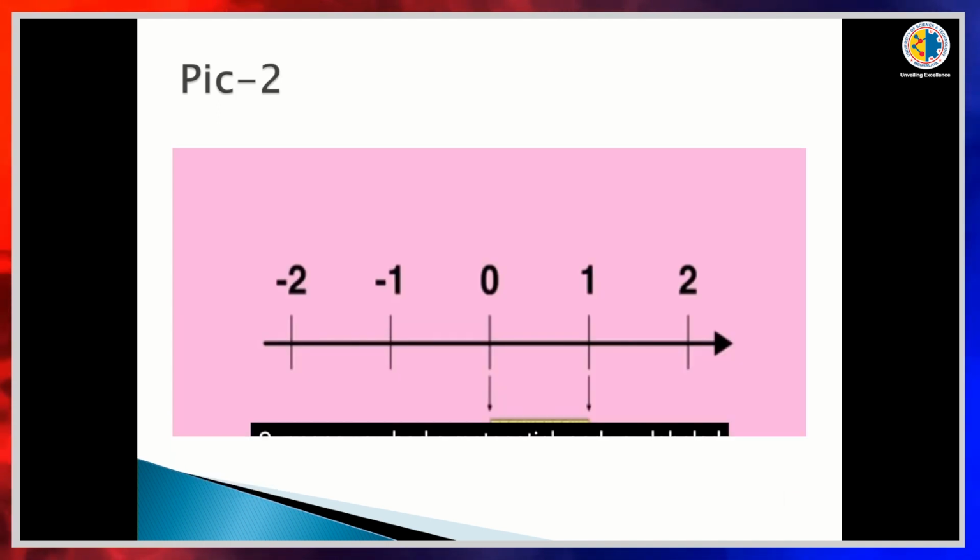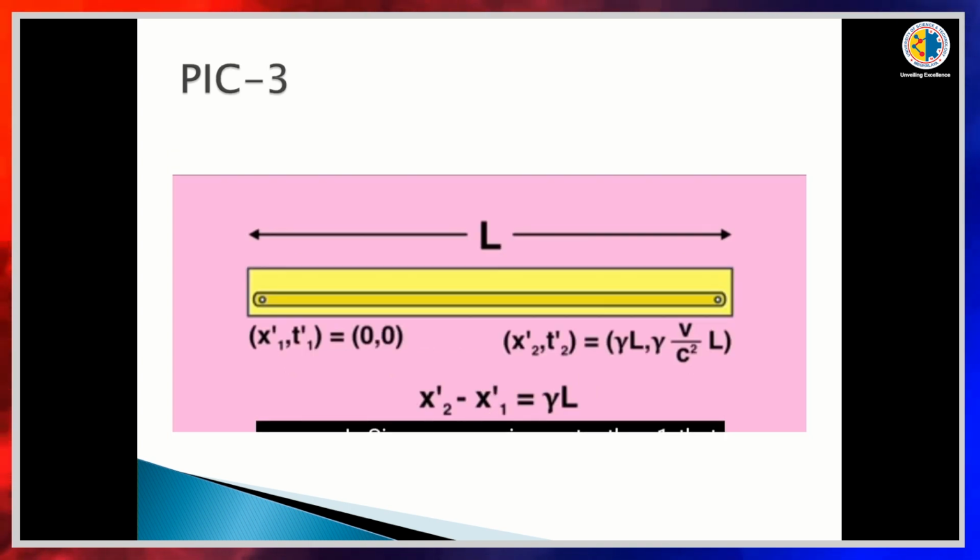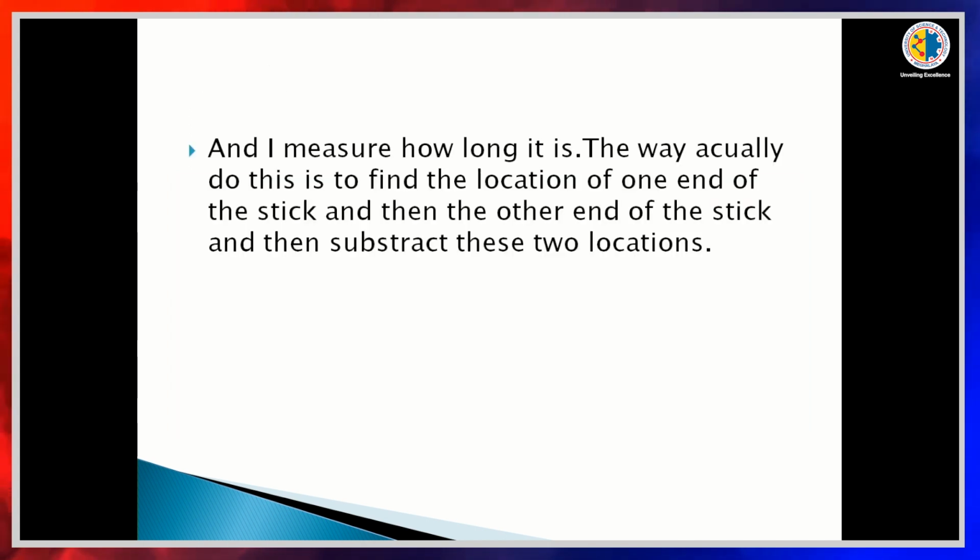See, in the case of the stick in picture 2, here we want to measure the length between points 0 and 1, 1 and 2. Similarly, we can take the length 0 to -1 and -1 to -2. In the case of a rod, the initial point is x1', t1', which is 0, 0, and x2', t2'. After observation we get gamma L and gamma v by c square L, and after subtraction x2' minus x1' is equal to gamma L. And I measure how long it is.